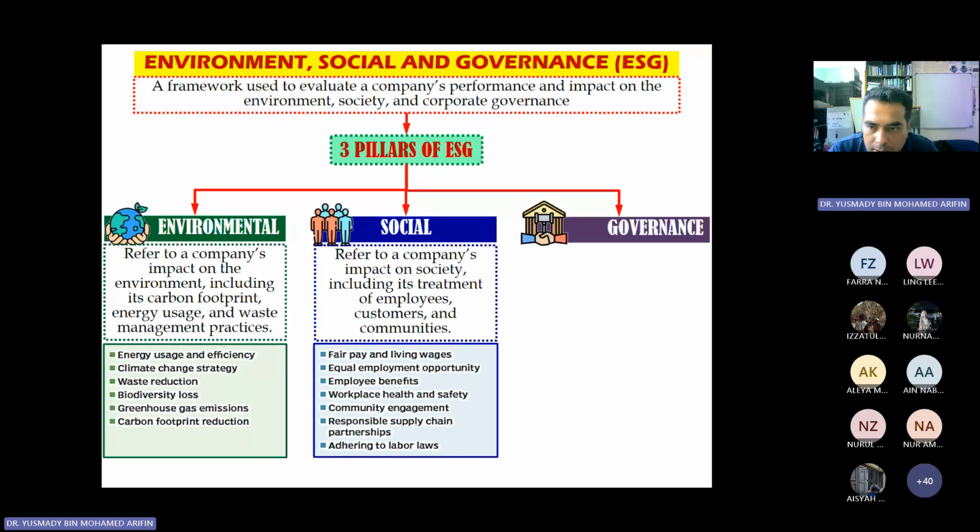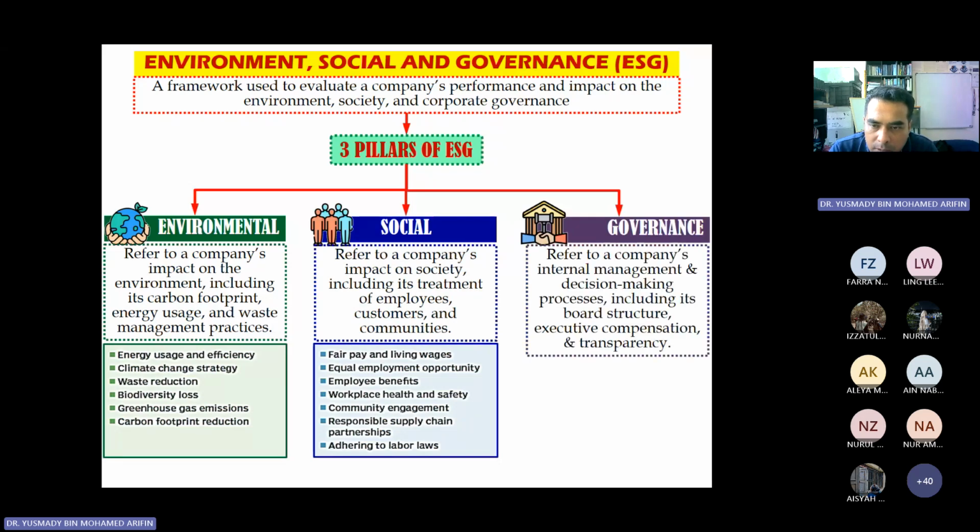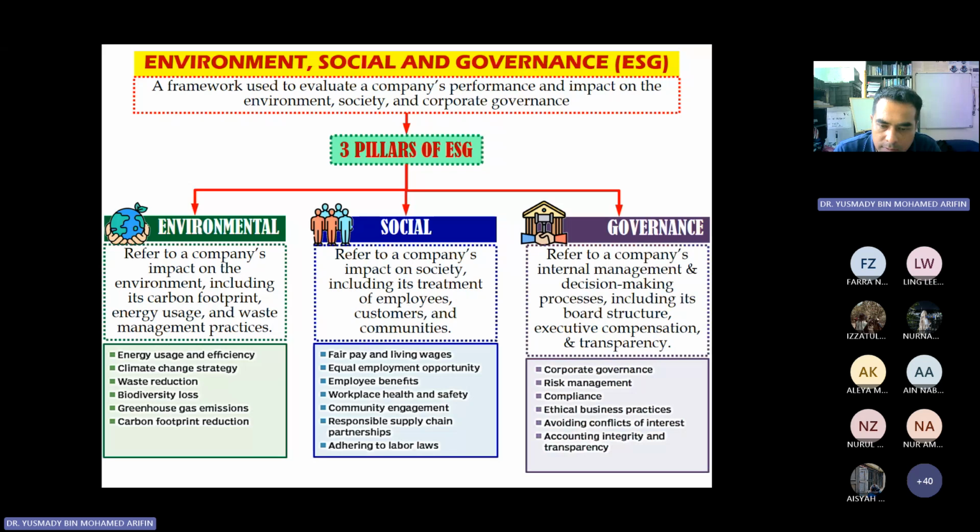The third pillar is about governance. It refers to a company's internal management and decision-making processes, including its board structures, executive compensation, and also transparency. For example, corporate governance, risk management, compliance, ethical business practices, avoiding conflict of interest, accounting integrity, and also transparency. So these are the 3 pillars of ESG.